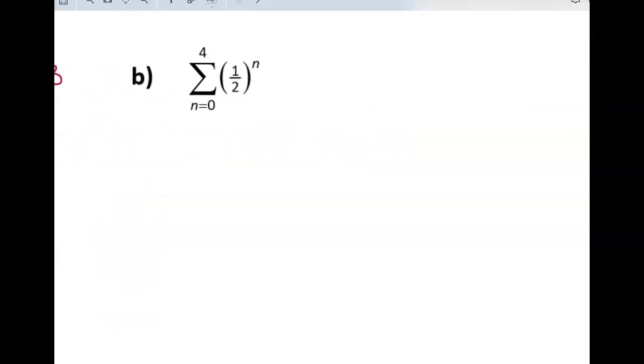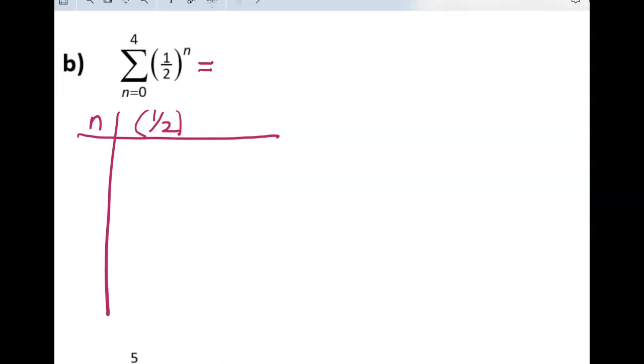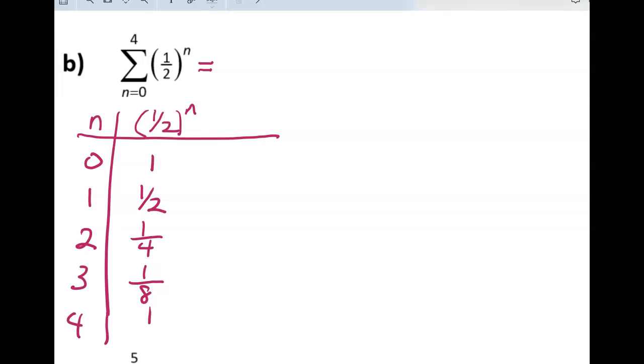Let's try B. So in B, we have the summation as n goes from 0 to 4 of 1/2 raised to the n power. So we can make a table of values for this one as well. And you may find that on some of these you want the table of values, and on some of them you may not need it. So we're going to start with n equals 0, count up to 4. If n is 0, 1/2 to the 0 is 1. 1/2 to the 1 is 1/2. 1/2 squared is 1/4. 1/2 to the 3rd is 1/8. And 1/2 raised to the 4th power is 1/16.